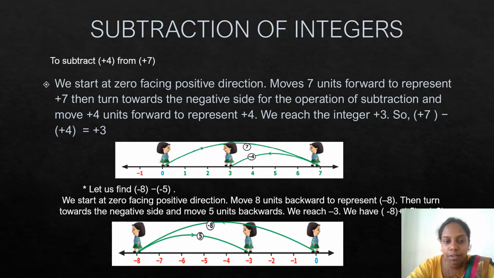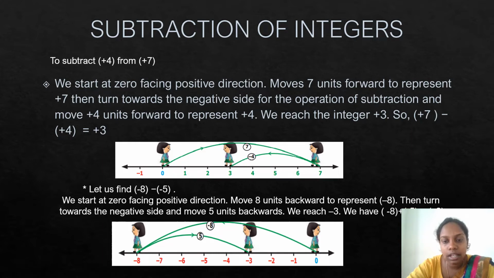Next, the same way we'll find -8 minus of -5. Same way, you'll be starting from 0. You'll be facing the positive direction. You will move 8 units backward from 0. That will represent -8. Then you will turn towards the negative side and move 5 units backward. Then we will reach -3.